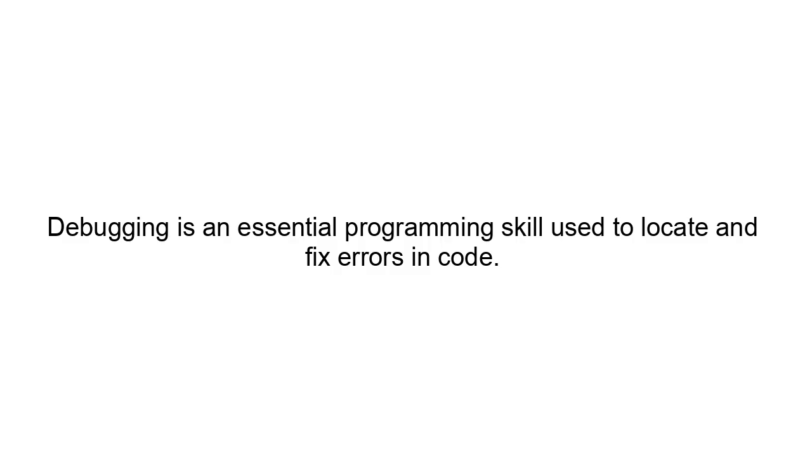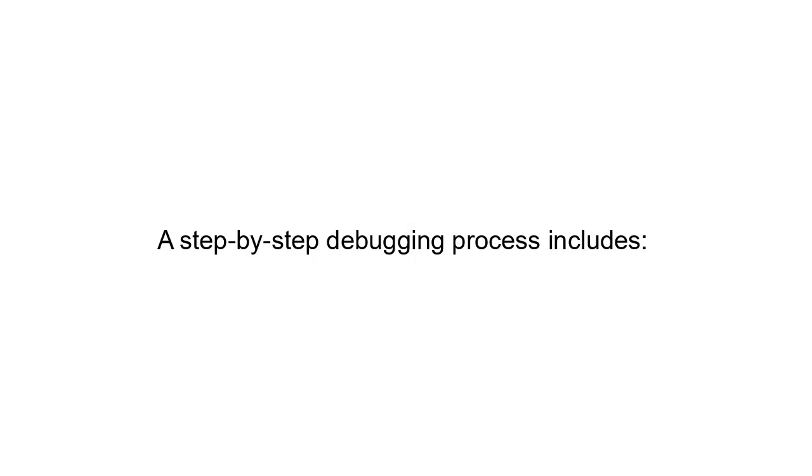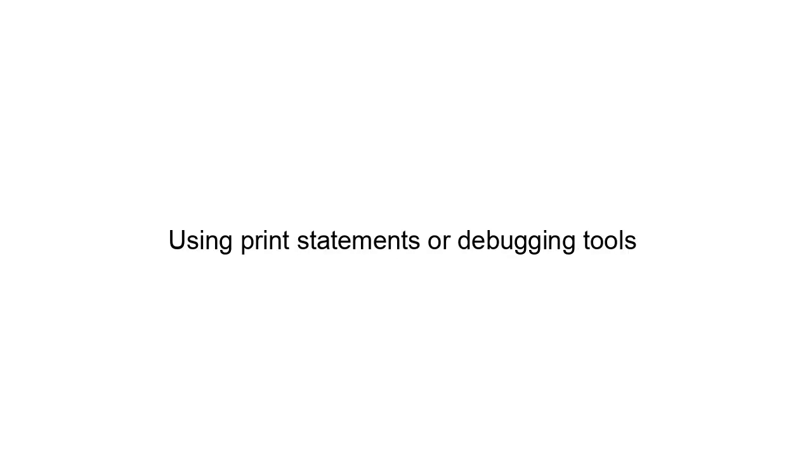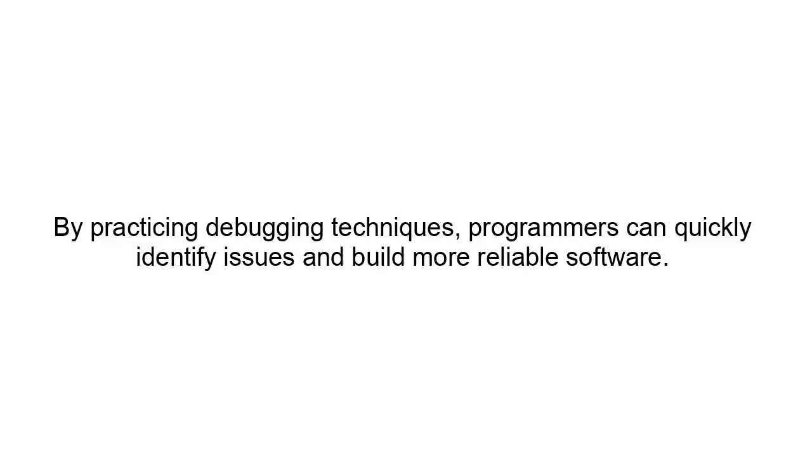Final summary. Debugging is an essential programming skill used to locate and fix errors in code. A step-by-step debugging process includes reproducing the problem, reading the error message, examining the code, checking program logic, using print statements or debugging tools, fixing the problem and testing again. By practicing debugging techniques, programmers can quickly identify issues and build more reliable software.